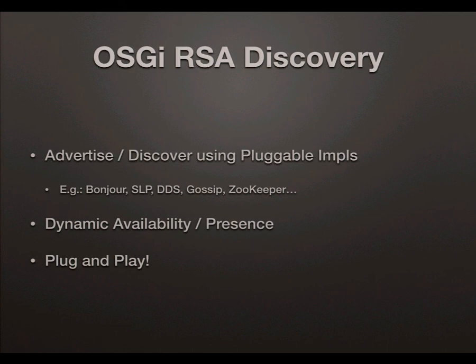So I think OSGi can add to this, because OSGi RSA, again, has a very cool and pluggable discovery mechanism that allows us to advertise and discover services on the network without any pre-knowledge of the topology of that network and where things are supposed to be. It's pluggable, it's a standard, so you could implement this based on something like Bonjour, or SLP, or DDS, or some kind of gossip protocol, or Apache Zookeeper. There's many possible implementations of this idea, but it's a nice spec.